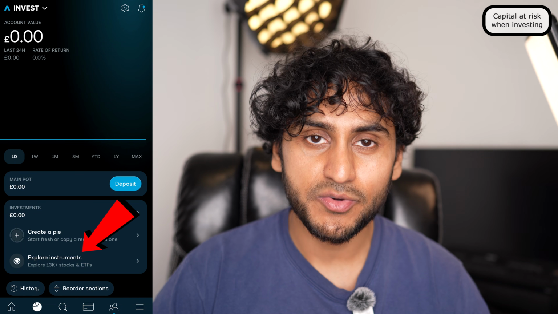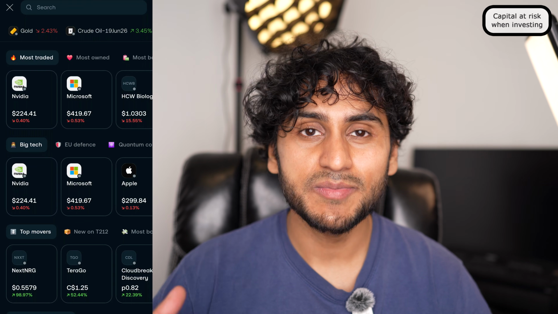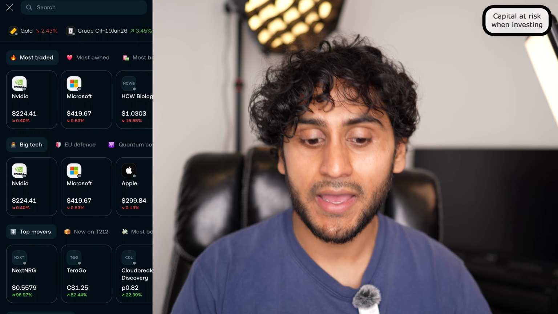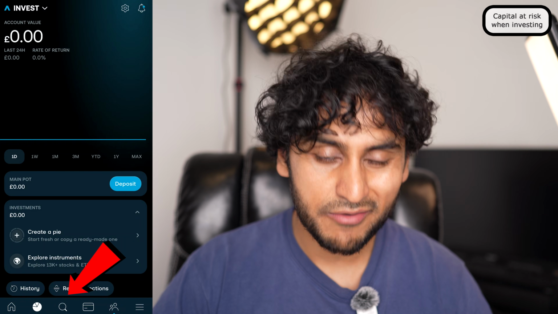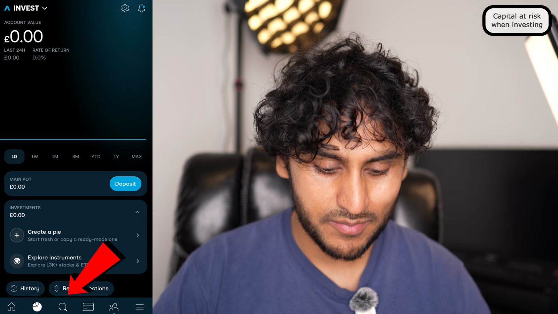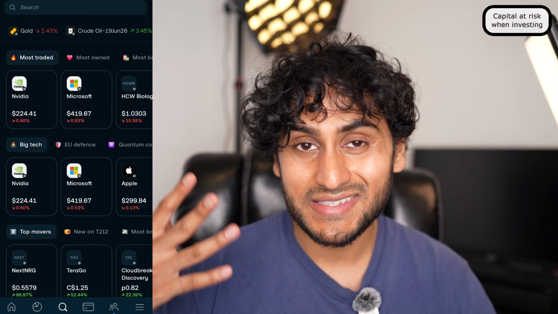There are a few ways in which you can start buying some investments. So you can actually, on your home screen, go and press Explore Instruments. When you press it, the search menu comes up. But if I go back, you can also open this by going right at the bottom of the screen with the magnifying glass and pressing that. And as you can see, that is the same screen.